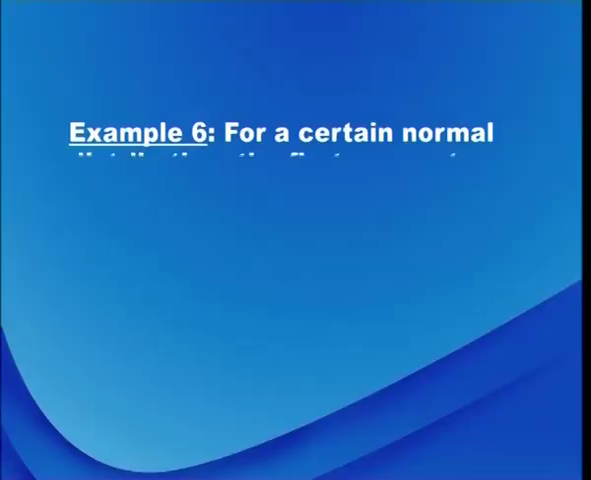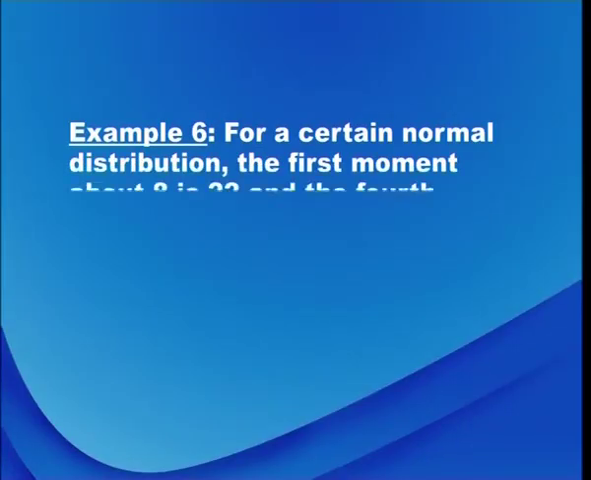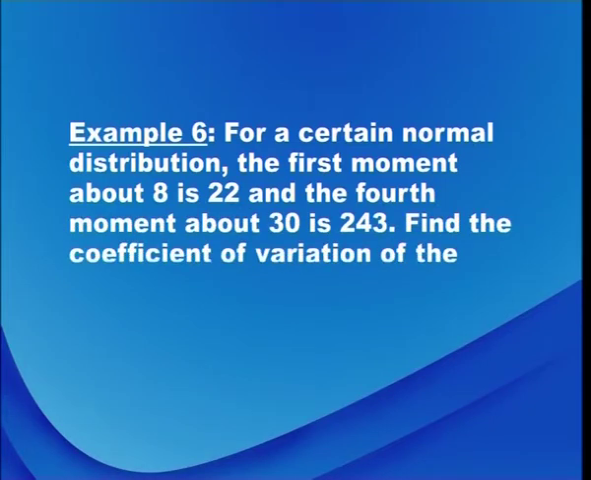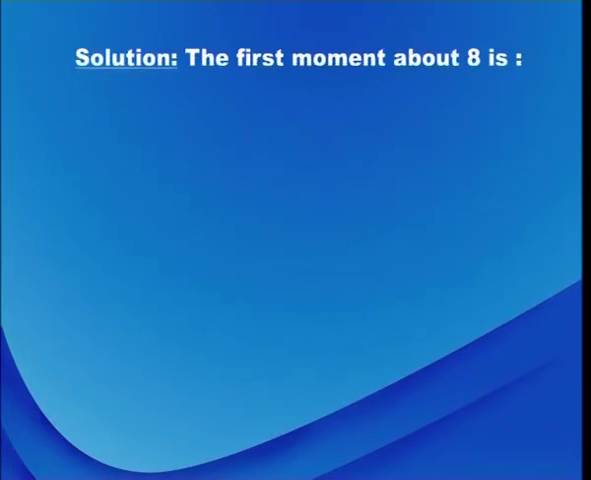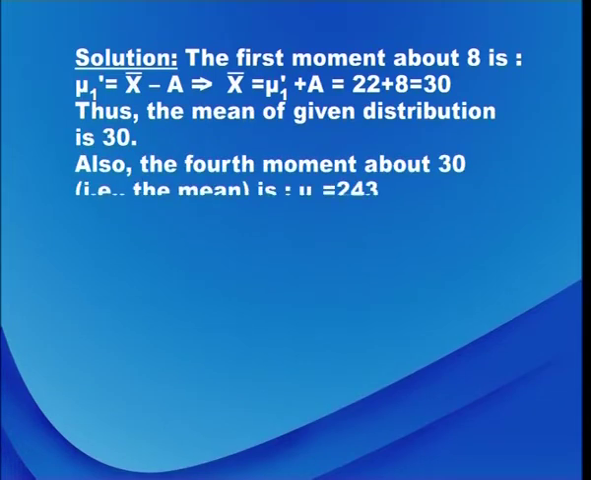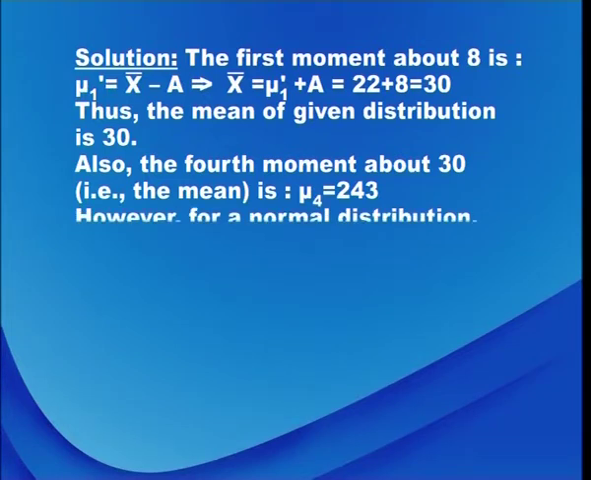Next example: for a certain normal distribution, the first moment about 8 is 22 and the fourth moment about 30 is 243. Find the coefficient of variation of the distribution. Solution. The first moment about 8 is mu 1 dash equals x bar minus a. So x bar equals mu 1 dash plus a, which is equal to 22 plus 8, which is equal to 30. Thus the mean of the given distribution is 30. Also the fourth moment about 30, that is the mean, is mu 4 equals 243.